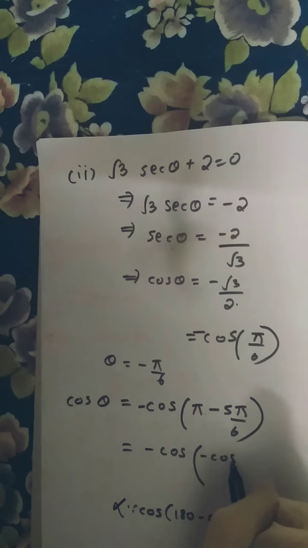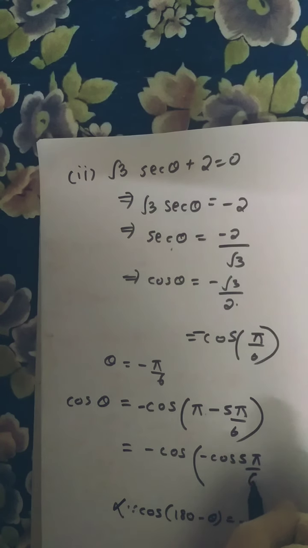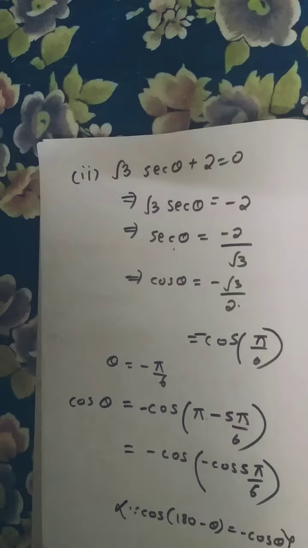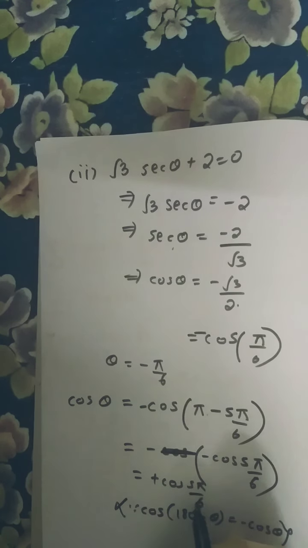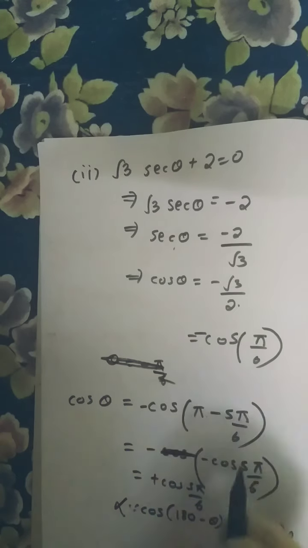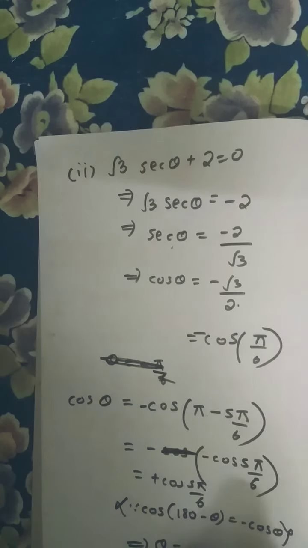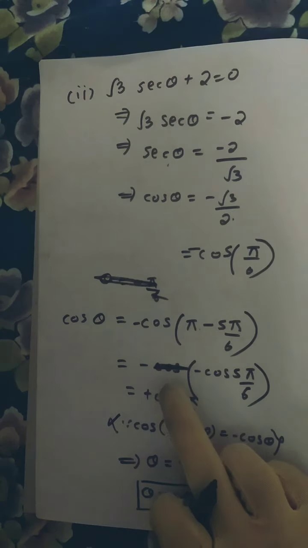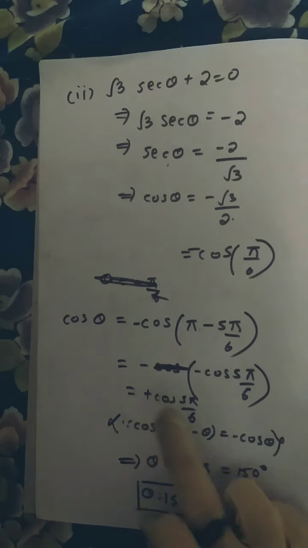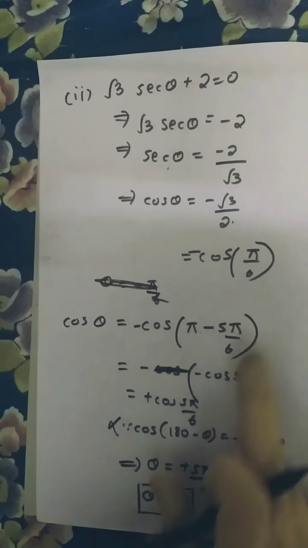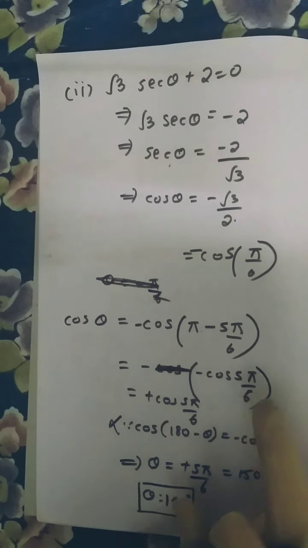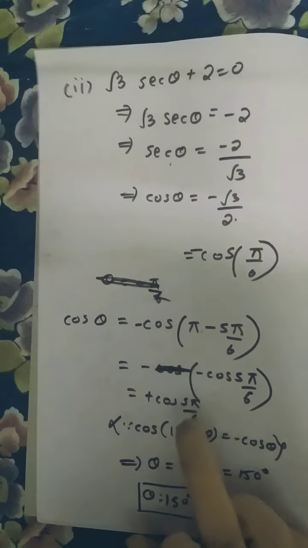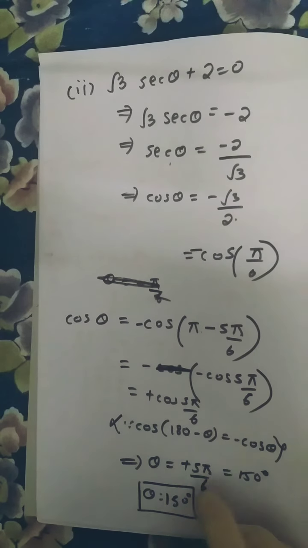So minus cos 5 pi by 6 I have here. Minus into minus is plus, so it will become plus cos 5 pi by 6. Now I know cos(180 minus theta) is minus cos theta, so I am writing minus cos 5 pi by 6. Minus into minus became plus, so theta is 5 pi by 6.